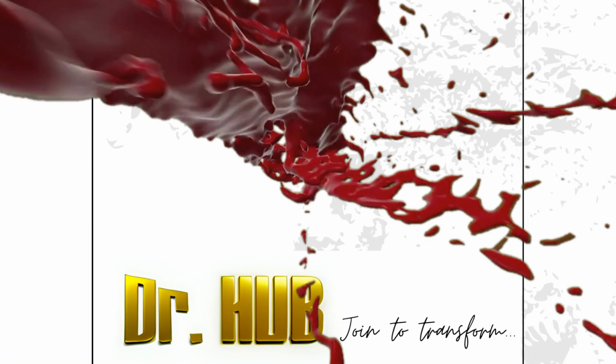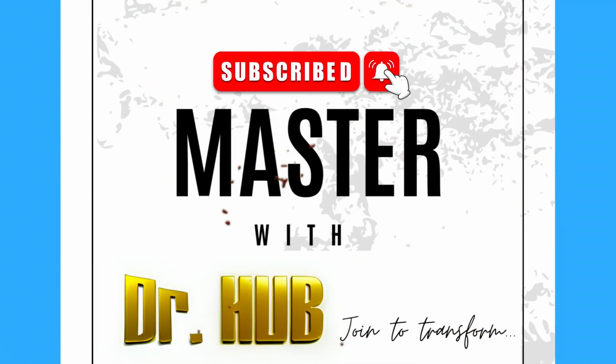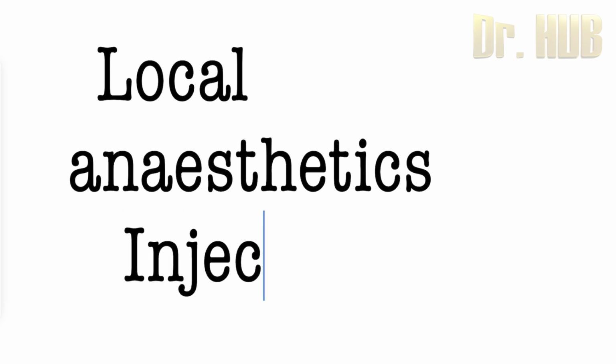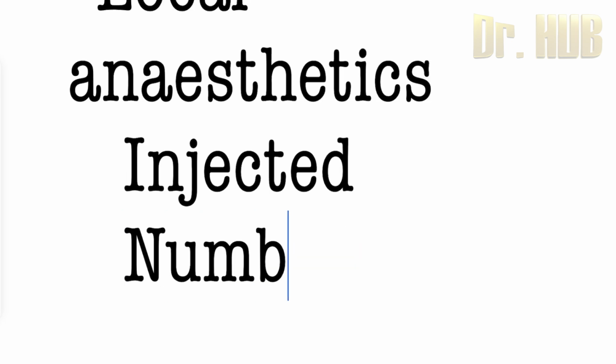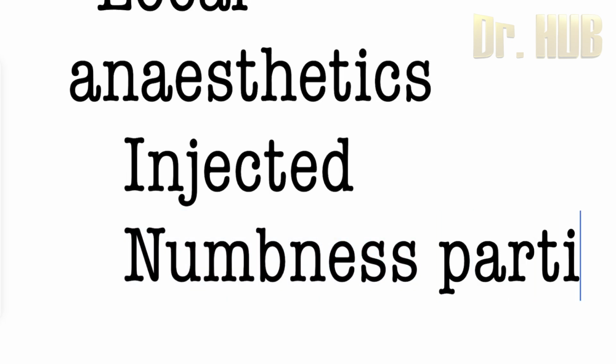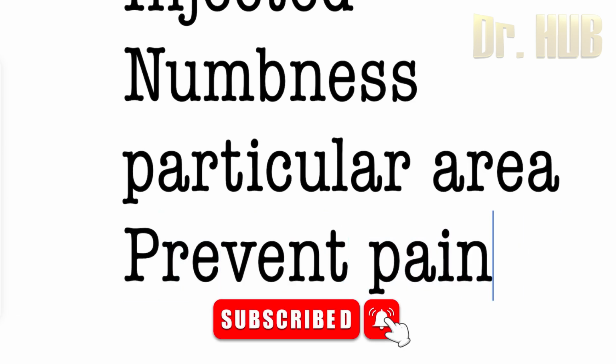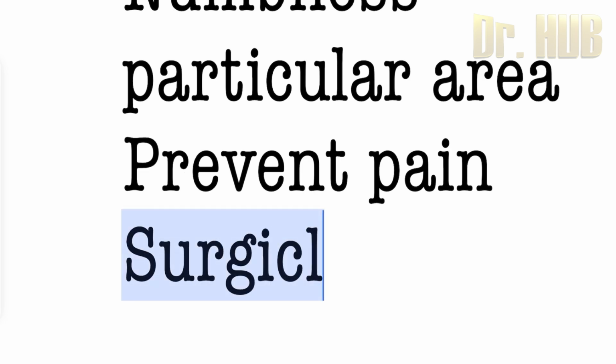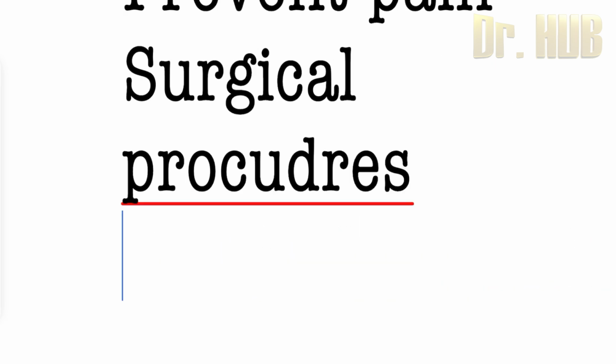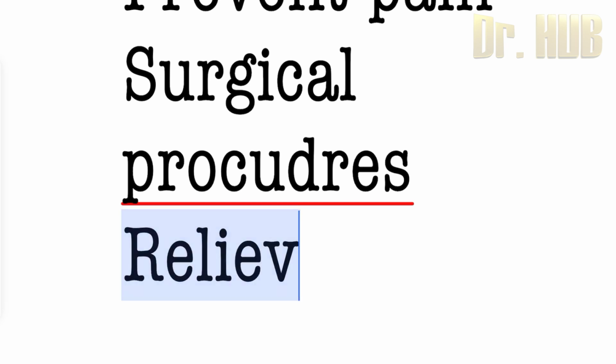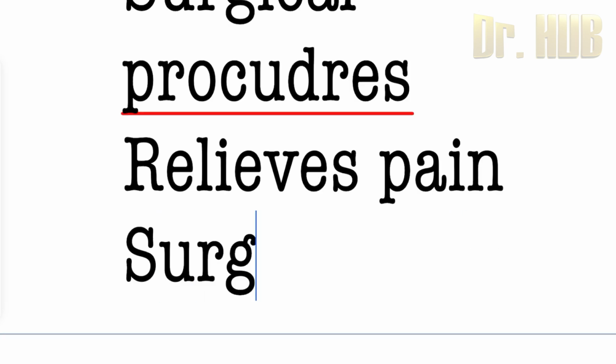This is a concise, well-crafted summary and it highlights only the important keywords. Local anaesthetics. A local anaesthetic is a medication that is injected. It primarily causes numbness in a particular area. The use is that it prevents pain during any surgical procedures, and it also relieves pain after the surgical procedures.